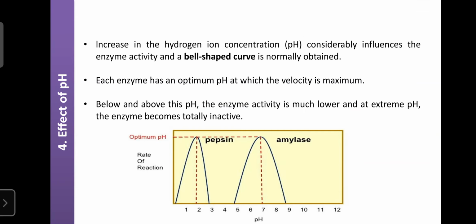Okay, next one is the effect of pH. pH also influences the rate of reaction, because a particular enzyme will be active only at a particular pH. Below that pH, the enzyme activity decreases, and above that pH, the enzyme activity also decreases. For example, pepsin.